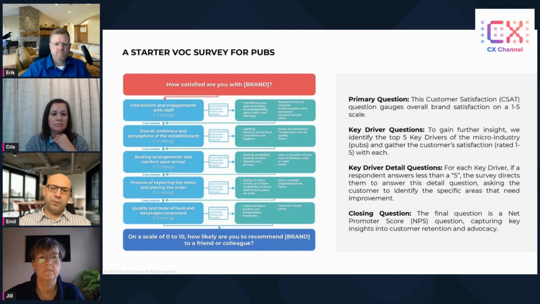In this case, we recommend to close with a Net Promoter Score and a Net Promoter question. On a scale of 0 to 10, how likely are you to recommend the brand to a friend and colleague? And we think it is logical to start with the CSAT and to end with the NPS, because you can ask the NPS selectively based on the previous questions.